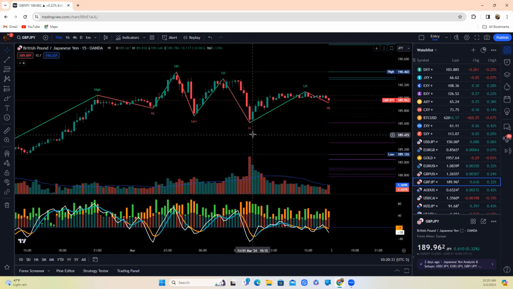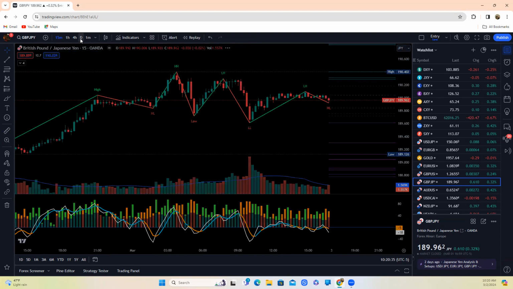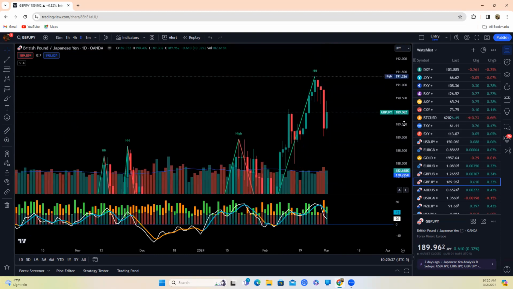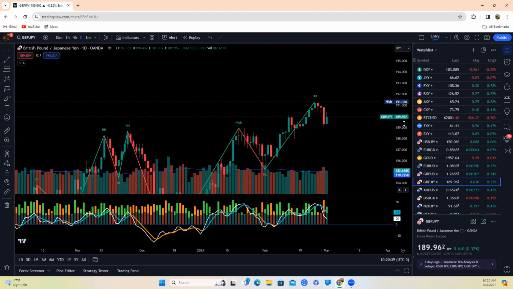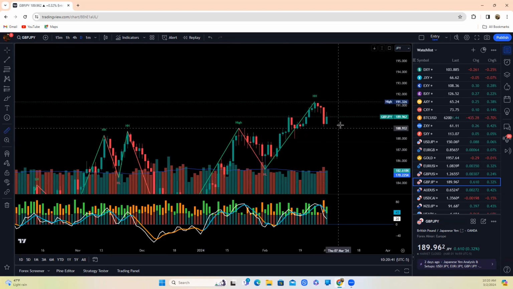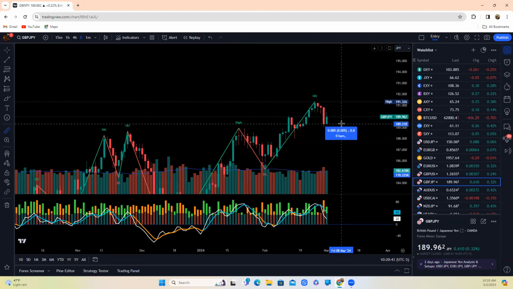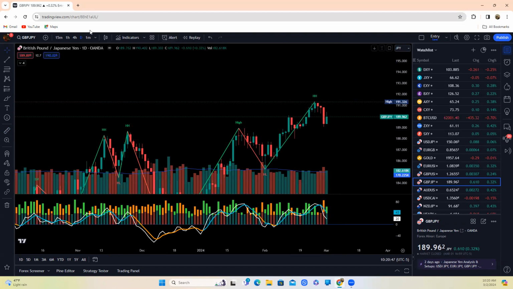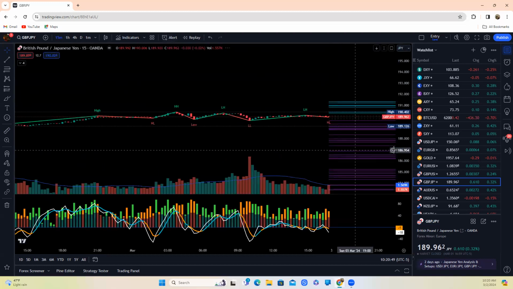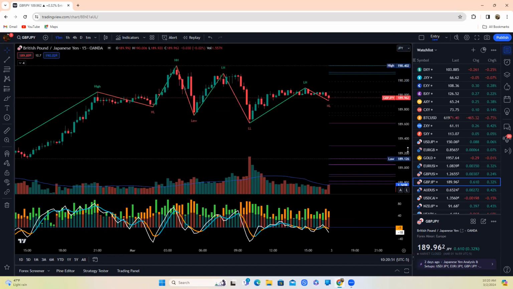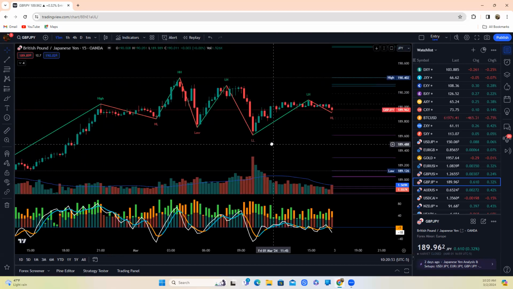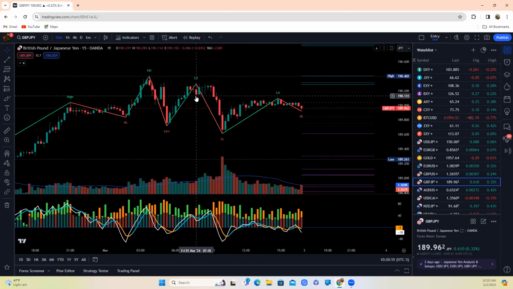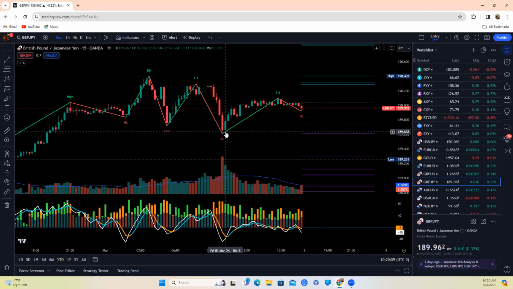So the directional bias, let's go back to the daily to see how many pips GJ moved for the entire day. So from here to here, 110 pips. Okay, so we go back here. And again, we're looking to trade in the direction of our daily bias. So again, looking to take buys.